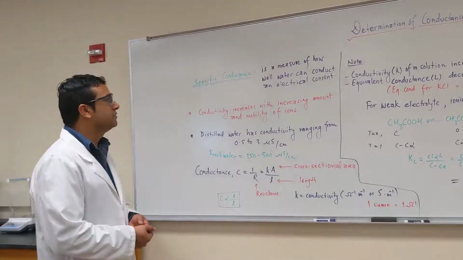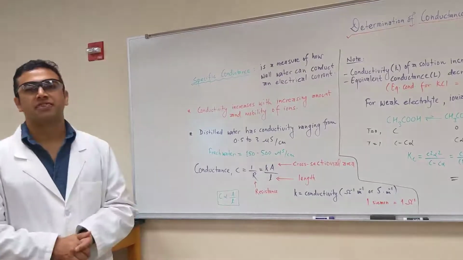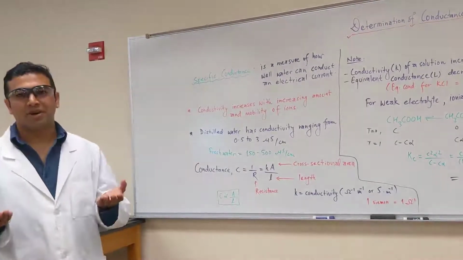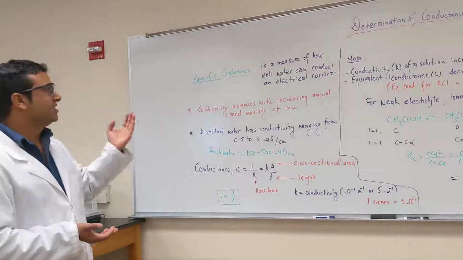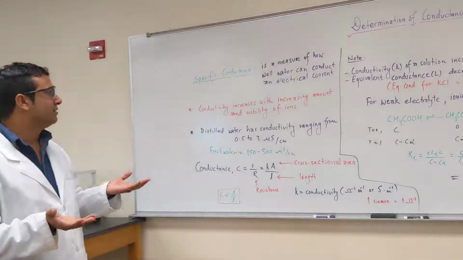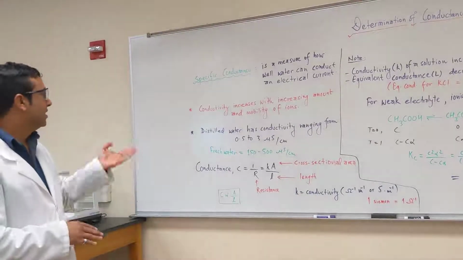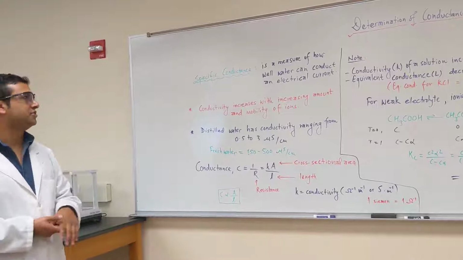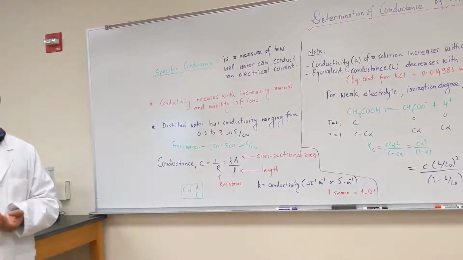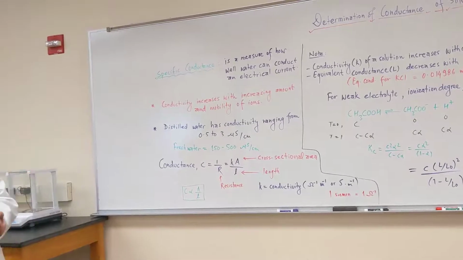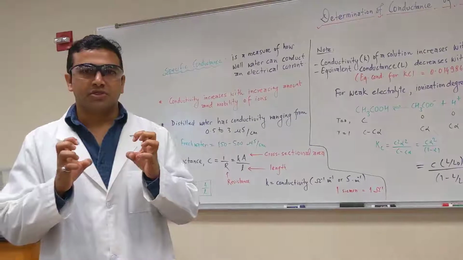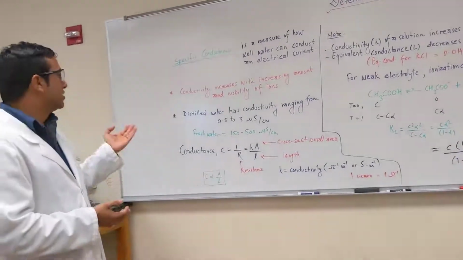Okay, so let's first start with what is specific conductance. If we talk about water, this is simply how water can conduct electric current. And as you know, conductivity increases with increasing amount of solute. And of course, if you have a lot of ions, then the mobility increases the conductivity.